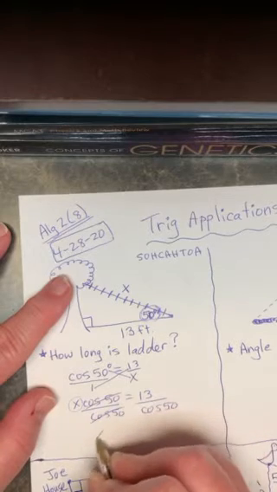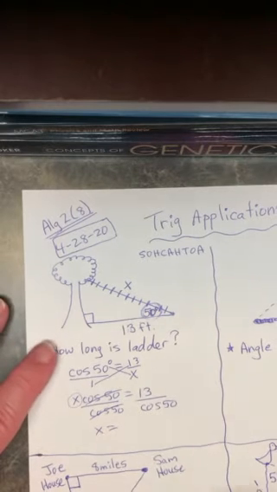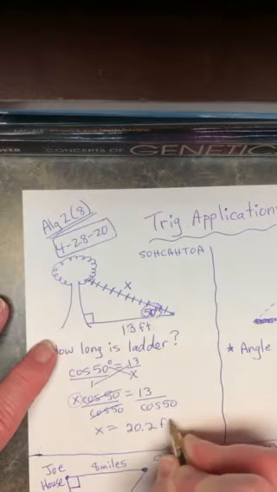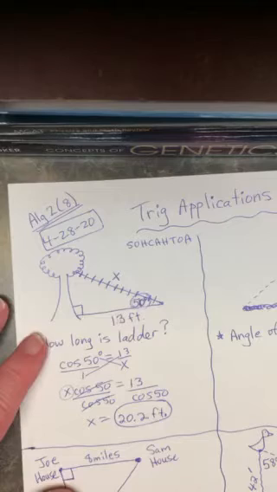Those would cancel. So on your calculator, we'll go to the nearest tenth because it's just the size of that ladder. Calculator's out. Make sure you're on degrees. You're going to push 13 divided by cosine of 50 and get 20.2. I guess we should label it 20.2 feet is how long that ladder would need to be.